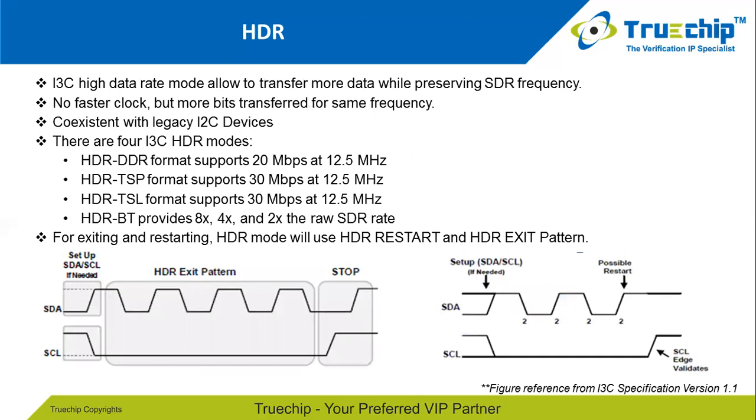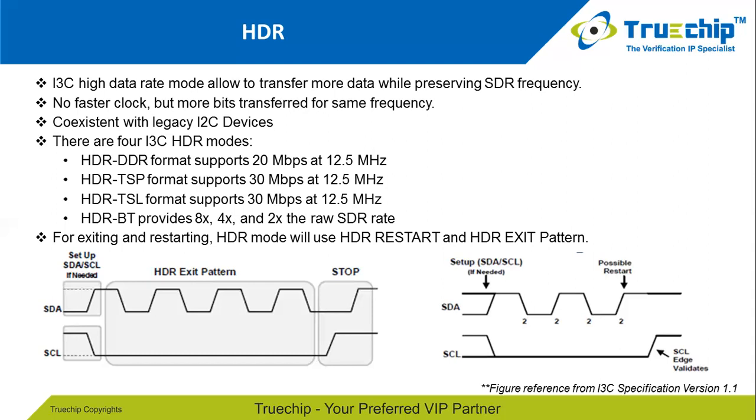HDR stands for high data rate modes, which allow transferring more data while preserving SDR frequency. HDR does not have any faster clock, but still more bits are transferred for the same frequency. HDR supported devices can be present on the I3C bus along with I2C devices. There are 4 types of HDR modes: DDR that supports transfer up to 20 Mbps, TSL and TSP that support transfer up to 30 Mbps, and bulk transport which provides 8x, 4x, and 2x the raw HDR rate.